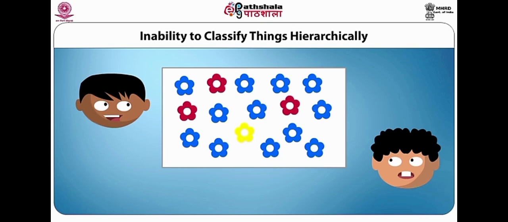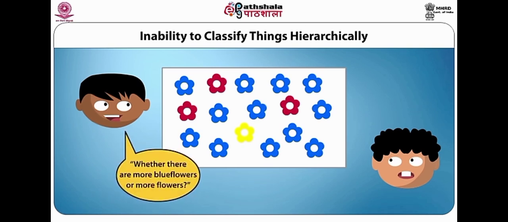For example, when a preschooler is shown 16 flowers, of which most of them are blue, and asked the following question: whether there are more blue flowers or more flowers, they would confidently choose the first choice of more blue flowers. The reason behind this is their inability to think apart from the whole class of flowers to the subclass of yellow and blue flowers and back again.